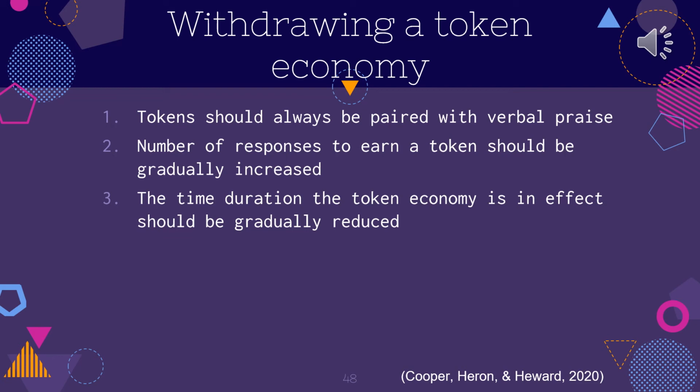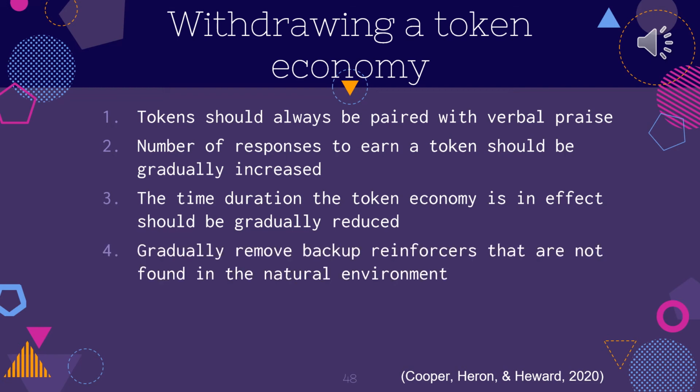Fourth, you should gradually remove backup reinforcers that are not found in the natural environment. For example, in a school classroom, you are unlikely to find edible reinforcers, so you should begin fading those out while including items that are found in the classroom, such as gold stars, positive notes that get sent home, etc.